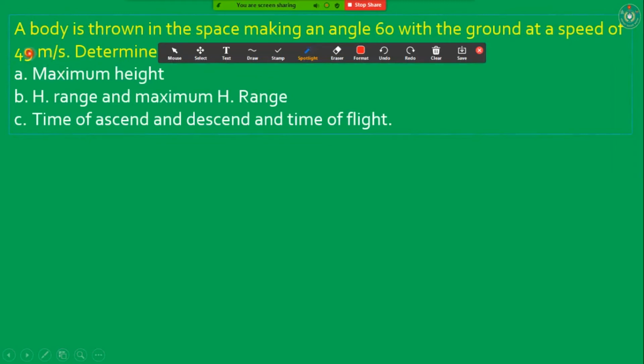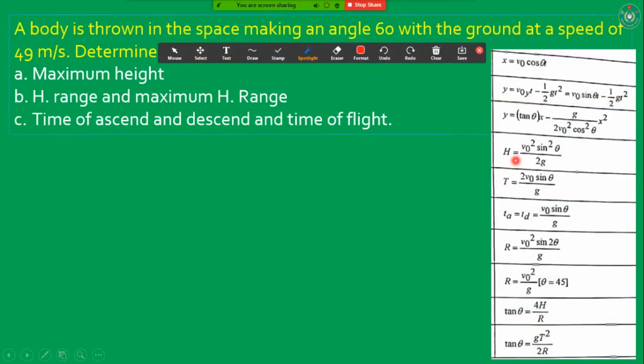Now our mathematical problem. A body is thrown in space making an angle of 60 degrees with the ground at a speed of 49 meters per second. Determine the following parameters. A, maximum height. You know, for the determination of maximum height, the equation of capital A is like that. By placing this equation, you can very easily get the value of maximum height.